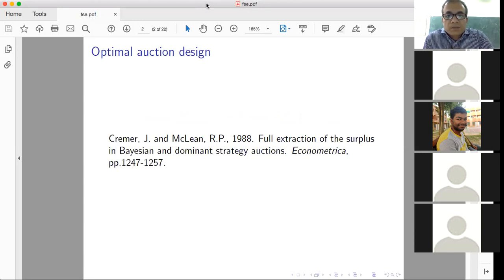It's a paper published in 1988. They have a follow-up paper on similar topics, which has some extensions of this also. But this is the important paper.